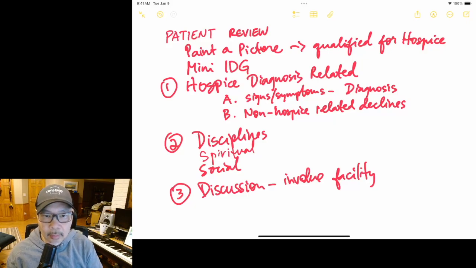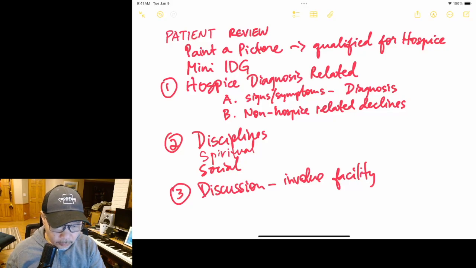So this is the opportunity. Remember this, patient review is the opportunity for us to address all the issues with the caregivers. We need to walk side by side with them so we can care for the patient and the family. Okay?